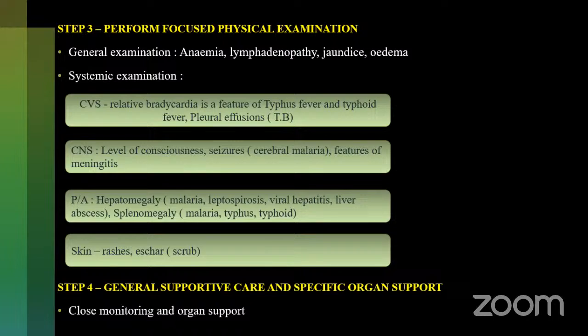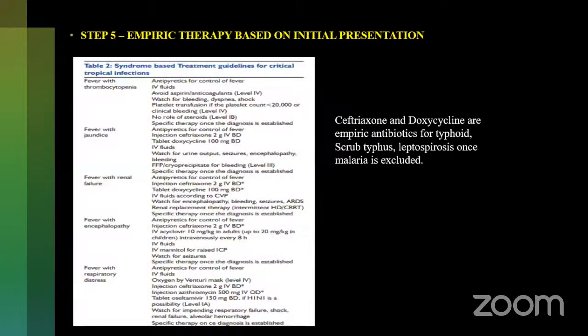Step 4 is to continue with general supportive care and specific organ support when needed. Finally, we start empiric antibiotics based on the presentation. Ceftriaxone and doxycycline are the empiric antibiotics for typhoid, scrub typhus, and leptospirosis once we rule out malaria. Now this is a chart which shows the treatment that we need to offer based on the syndrome with which the patient presents. I will be talking in more detail about each of these in the subsequent slides as we discuss the particular diseases.